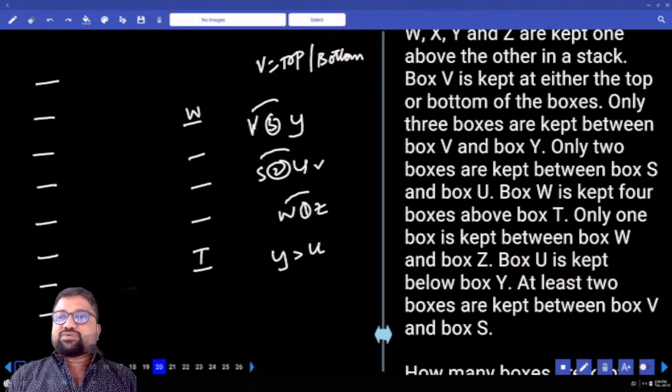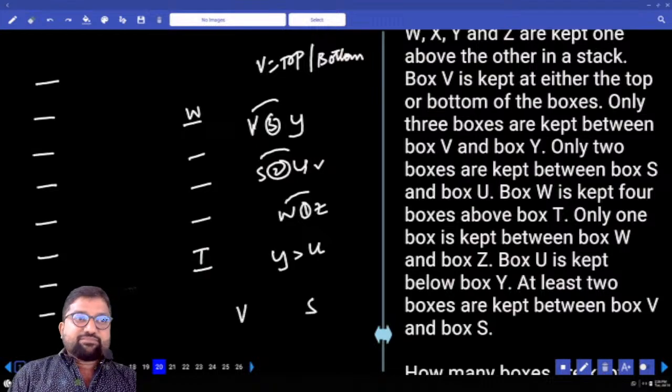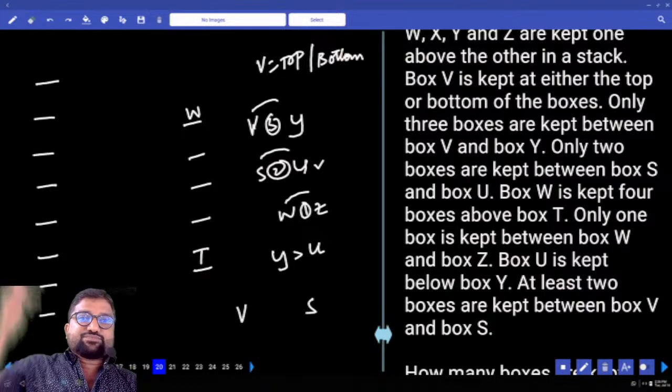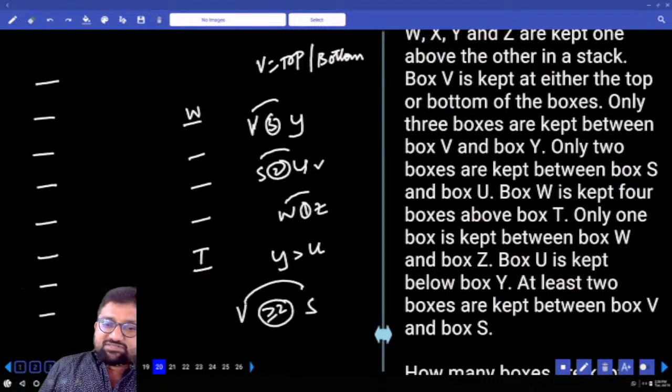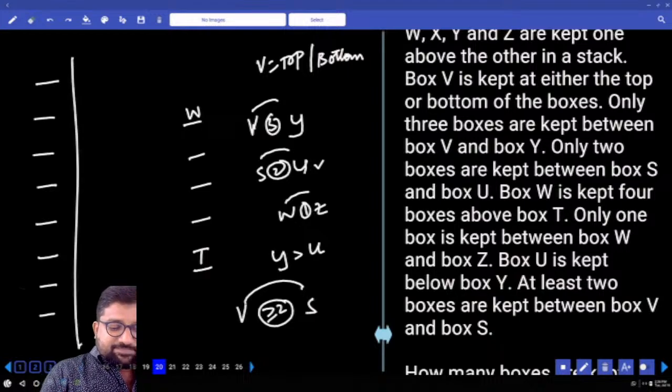At least 2. Minimum between what? V and S. Minimum 2, under 2 or more than 2. And can I say greater than or equal to 2? From this, will I get the answer? No. So what shall we do?